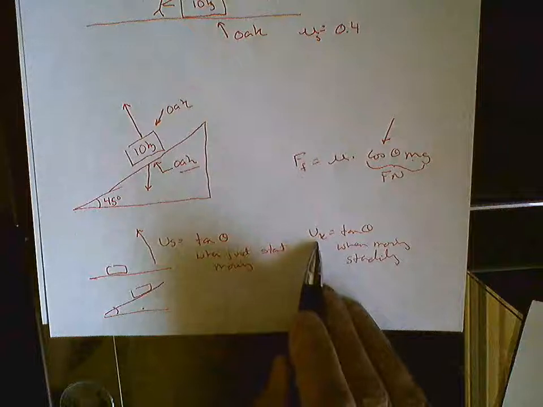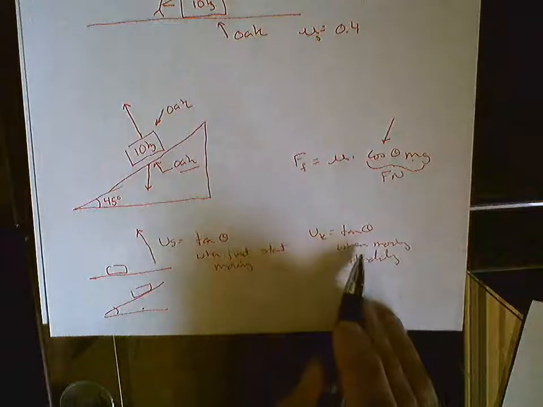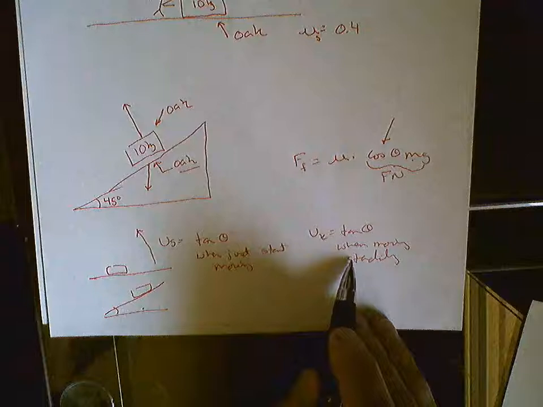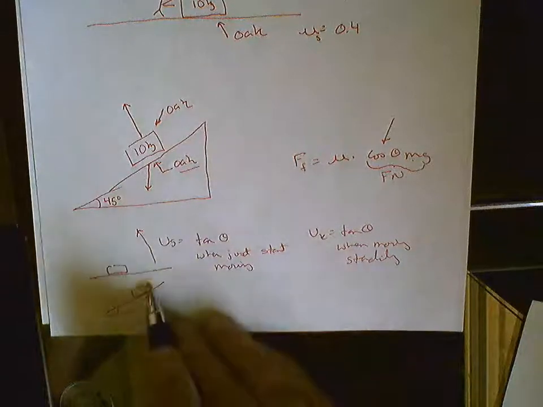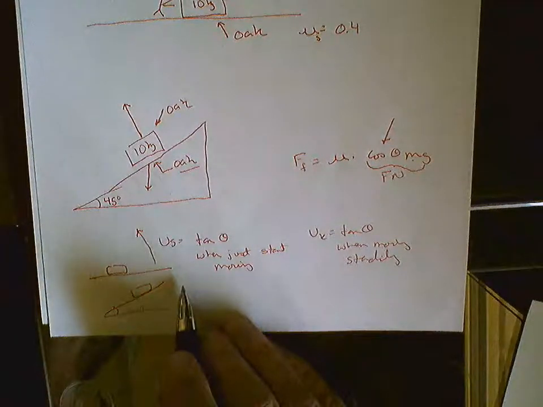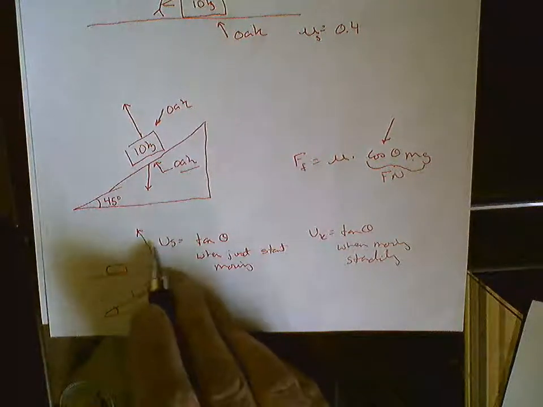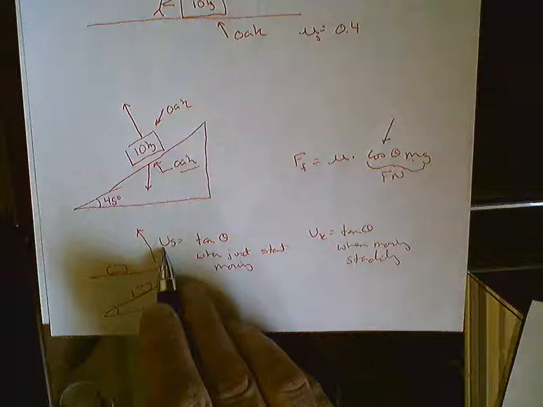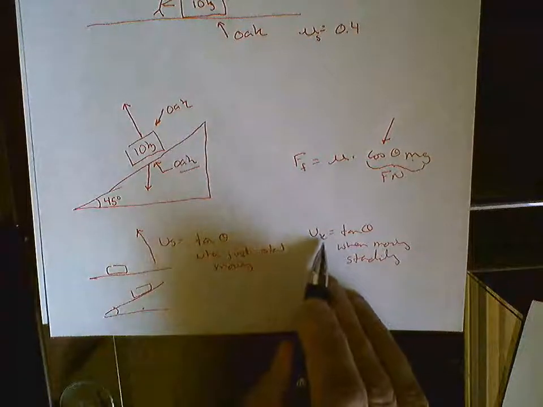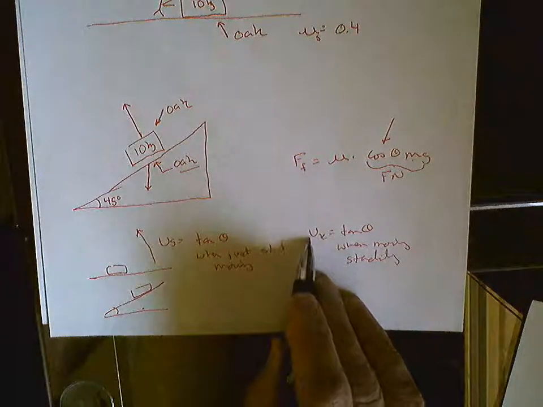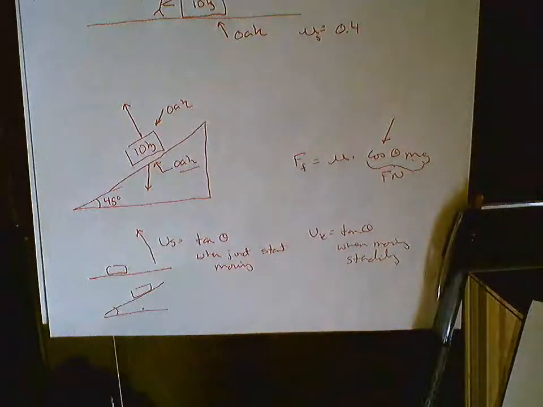Now, how do you get your coefficient of kinetic friction? It's exactly the same, but it's the angle at which this puck moves steadily, just moves steadily down the ramp. Where it first just starts to move is your coefficient of static friction, and where it starts to move steadily is your coefficient of kinetic friction. So that should tell you how to do today's activity.